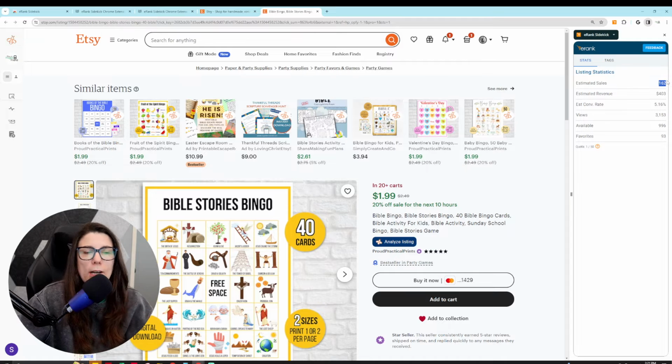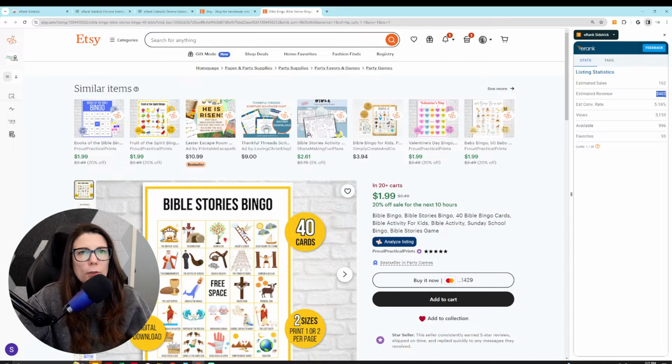But we know that this product is selling. It says even here it's in 20 plus carts. So that's something I'm looking at and I'm going, okay, this is a product in high demand. And that's nice because it's an evergreen product that could sell year round. It's just Bible Stories, Bible Activity. So it's really nice that it could sell year round.